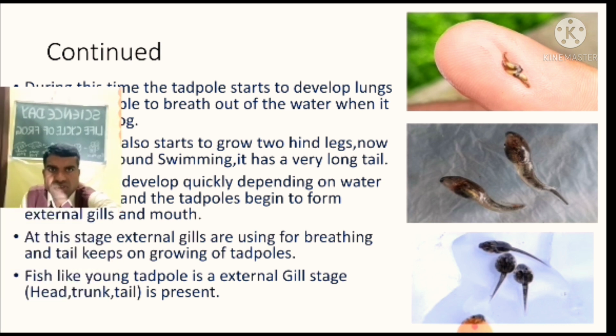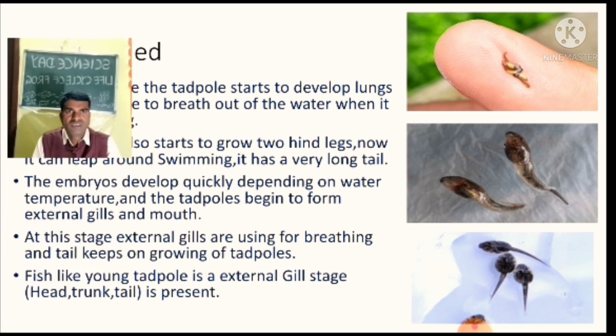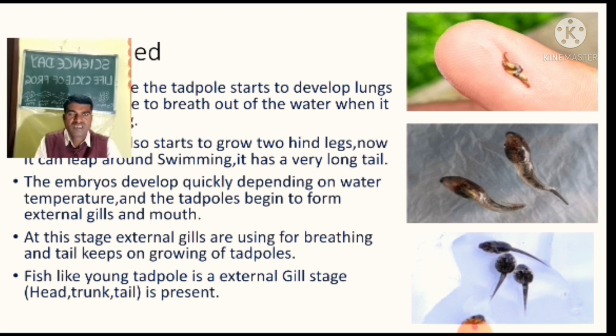The embryos develop quickly depending on water temperature, and tadpoles begin to form external gills and a mouth. So external gills and mouth are both forming now. At this stage, external gills are used for breathing, and the tail keeps on growing. With the help of gills they are breathing now. The fish-like young tadpole is at the external gill stage. The body is now dividing into head region, trunk region and tail region.